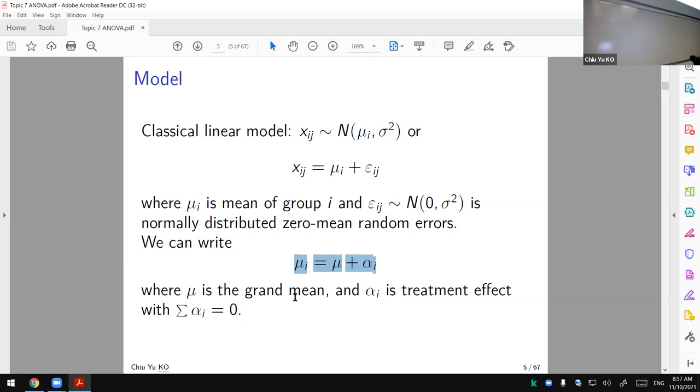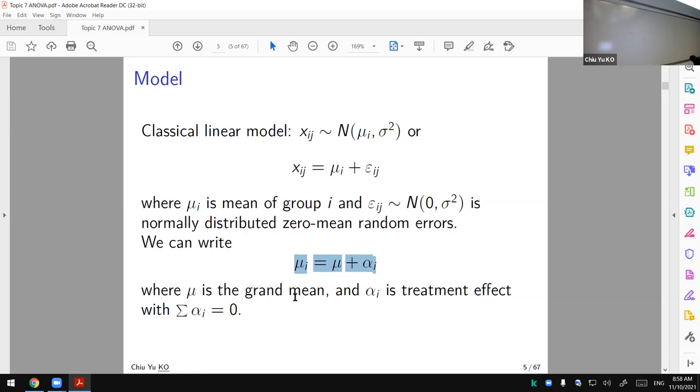We want to do hypothesis testing on alpha I. Let me repeat the model again, because this is very important to understand what is going on here. What you have is data, and the data can be divided into several groups, depending on grouping. Each group has many, many observations. You want to see whether the grouping actually has some meaning, whether different groups actually have different behavior.